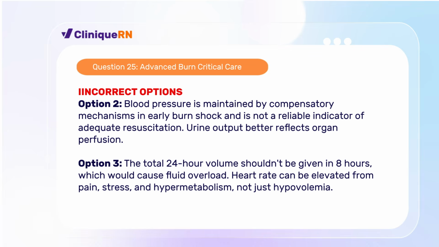Why are other options incorrect? Option 2. Blood pressure is maintained by compensatory mechanisms in early burn shock and is not a reliable indicator of adequate resuscitation. Urine output better reflects organ perfusion. Option 3. The total 24-hour volume shouldn't be given in 8 hours, which would cause fluid overload. Heart rate can be elevated from pain, stress, and hypermetabolism, not just hypovolemia.